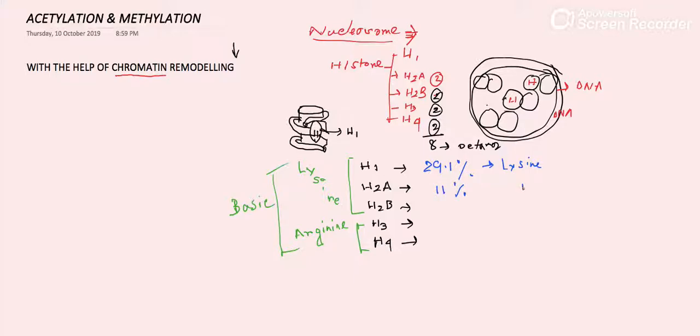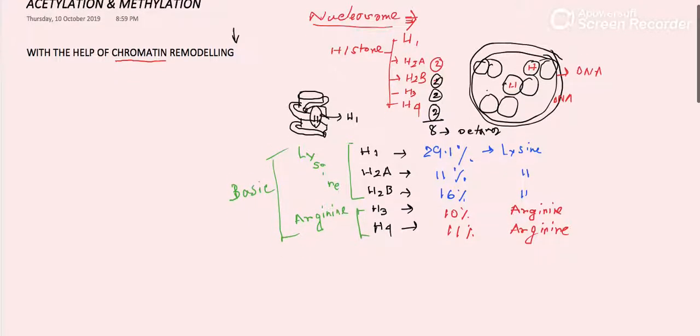H2A contains 11% lysine. H2B contains 16% lysine, and H3 and H4 are the arginine containing ones. H3 contains 10% arginine, and H4 contains 11% arginine.